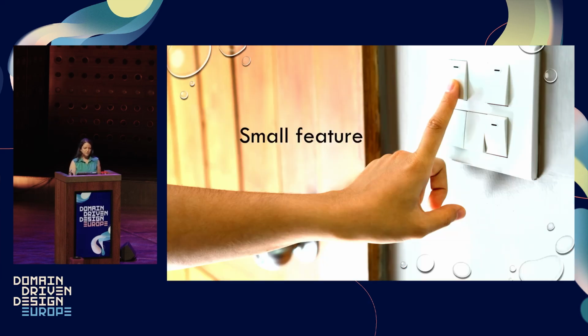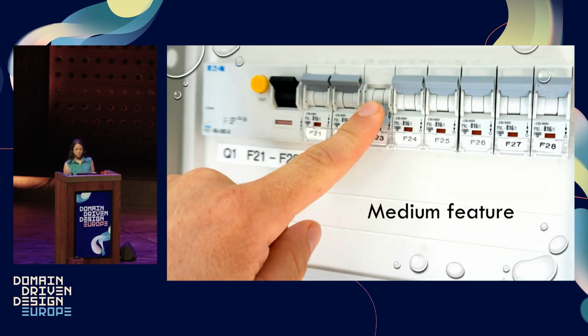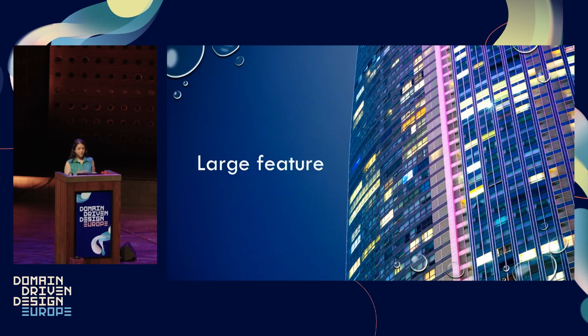If the feature is a small one, we are talking about the flag or like the light in the room or the switch of the room. When it is a medium or larger one, we are talking about the electrical panel in the house. And for the larger one, we probably disable it via the electrical panel or distribution board of the building.